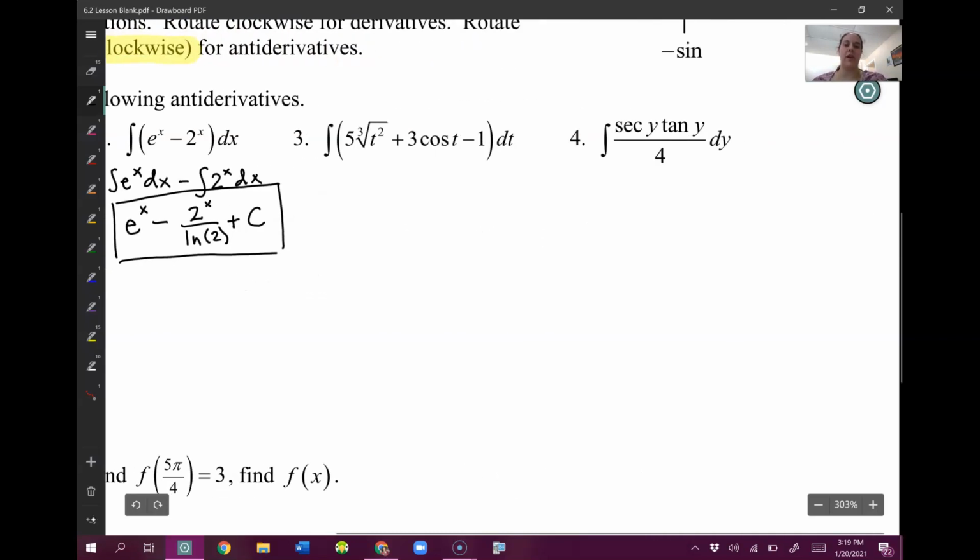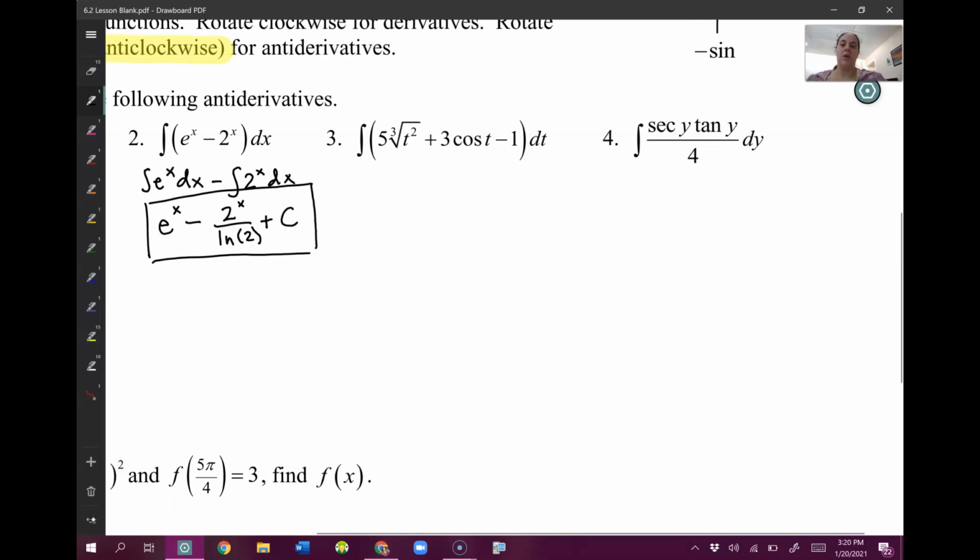Okay, let's try number 3. So let's separate this first. So we got 5. I'm going to change this to t to the 2/3 so that I can use my power rule on it, dt, plus the integral of 3 cosine of t dt, minus the integral of 1 dt. Okay, you should be able to try this one on your own now.